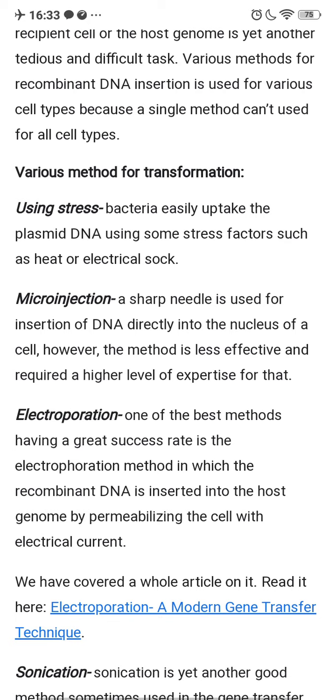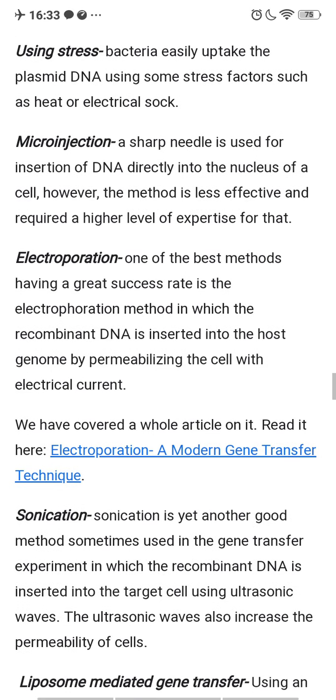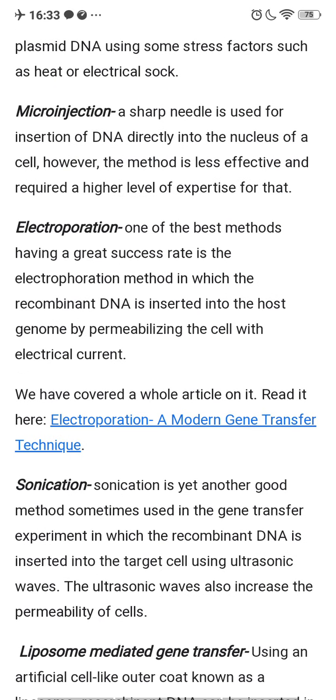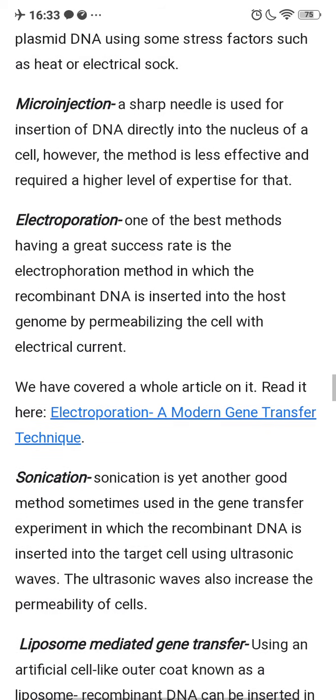Microinjection. A sharp needle is used for insertion of DNA directly into the nucleus of a cell. However, the method is less effective and requires a high level of expertise. Electroporation. One of the best methods having a great success rate is the electroporation method, in which the recombinant DNA is inserted into the host genome by permeabilizing the cell with electric current.